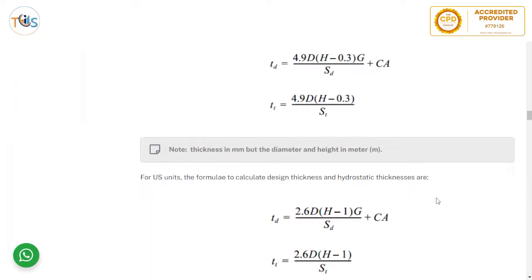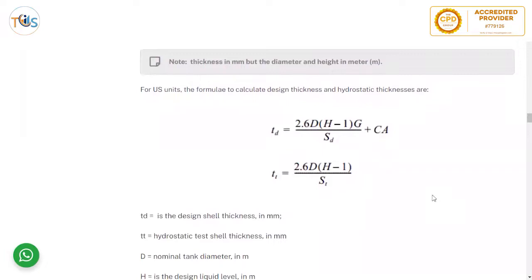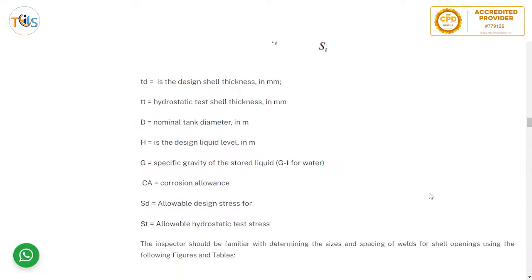For US units, the formulas to calculate design thickness and hydrostatic thickness are slightly different because the units are different, as you can see here, where TD is the design shell thickness, TT is the hydrostatic test shell thickness, D is the nominal tank diameter, H is the design liquid level, G is the specific gravity, for water it is 1, CA is the corrosion allowance, SD is the allowable design stress, and ST is the allowable hydrostatic test stress.